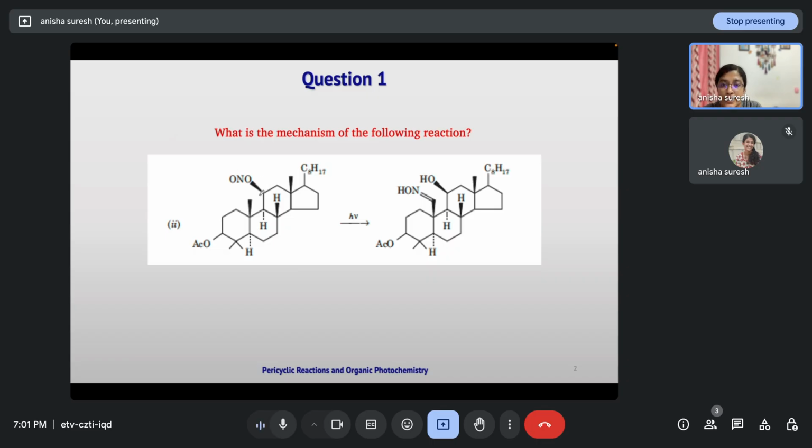As you can see, a nitroso compound is getting converted into an oxime. A sort of remote functionalization is taking place. So, this is the Barton reaction. How is the mechanism taking place? First, here there is an ONO, and in the presence of photochemical condition, this ON bond will cleave, leading to formation of the radical.